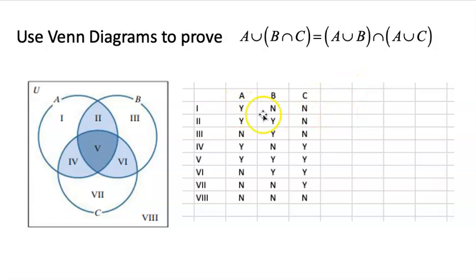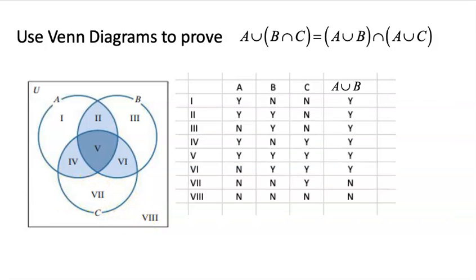Now A union B, is it in one or the other or both? Yes, no, that's a yes. Yes, yes is a yes. No, yes is a yes. Yes, no is a yes. Yes, yes is a yes. No, yes is a yes. So all of them are yeses until I get to the last two. No, no, no, no. So region 7 and region 8, you can see those are outside A, outside B. So 7 and 8 will be our no's for A union B.